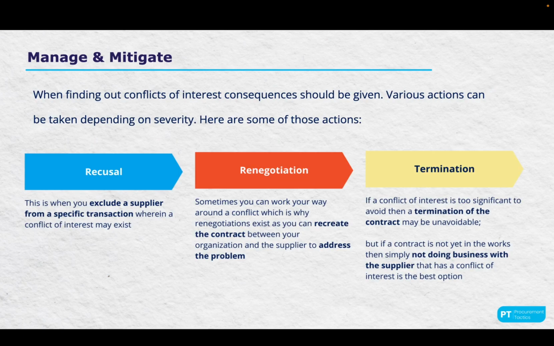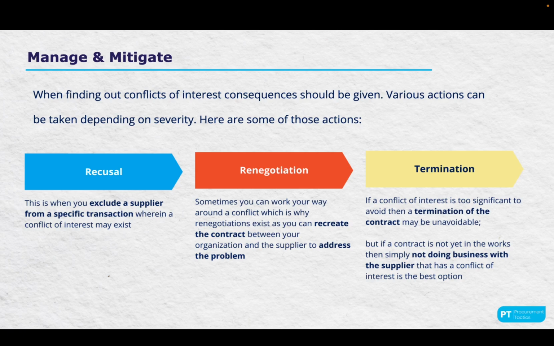Recusal. This is when you exclude a supplier from a specific transaction wherein a conflict of interest may exist. Renegotiations. Sometimes you can work your way around a conflict, which is why renegotiations exist, as you can recreate the contract between your organization and the supplier to address the problem. This can mean that you have different teams or different stakeholders involved in the contract recreation to ensure that there is no longer a conflict of interest.